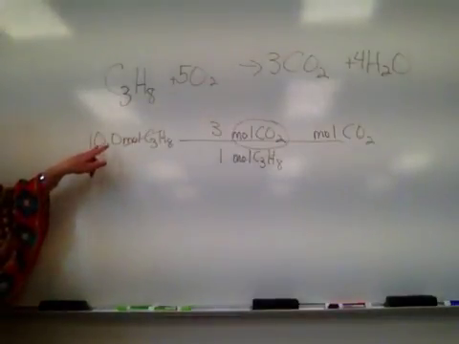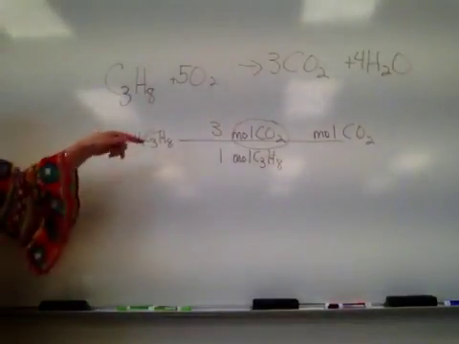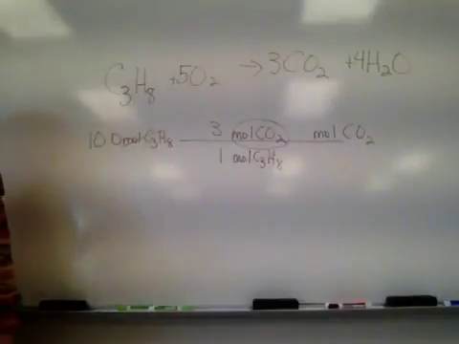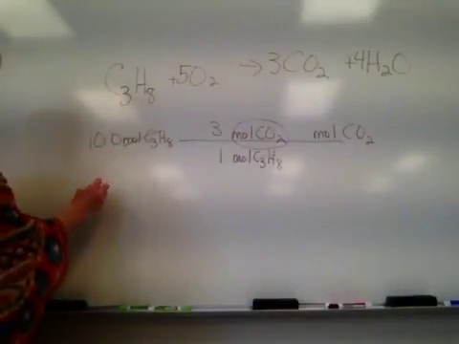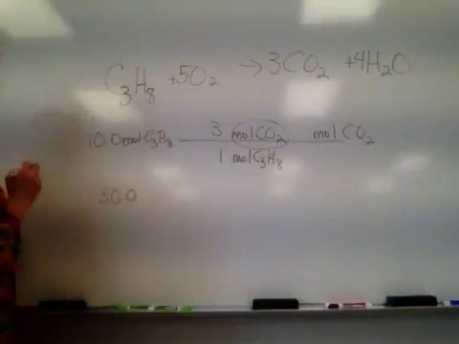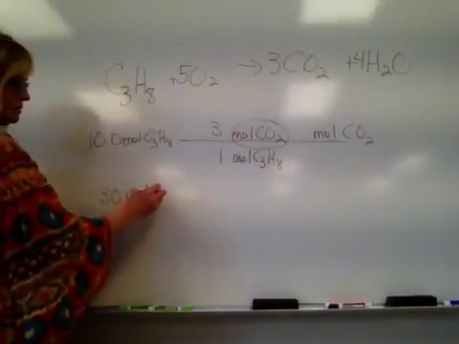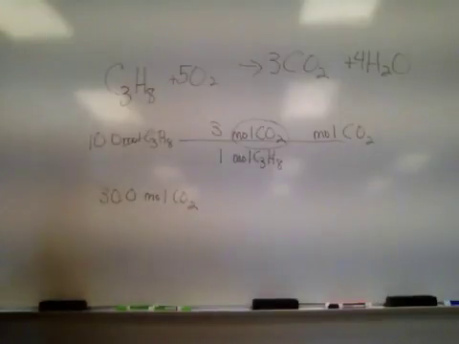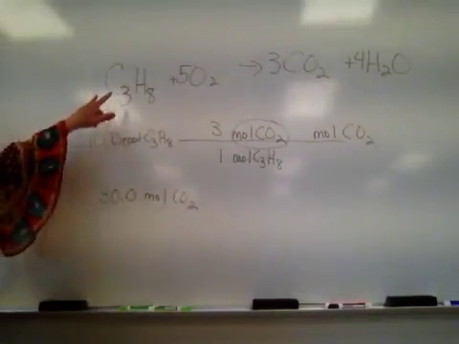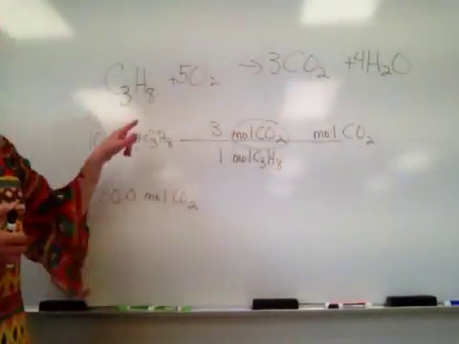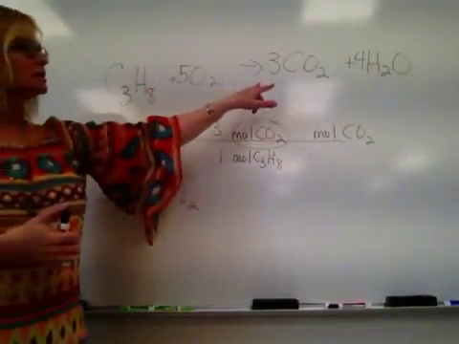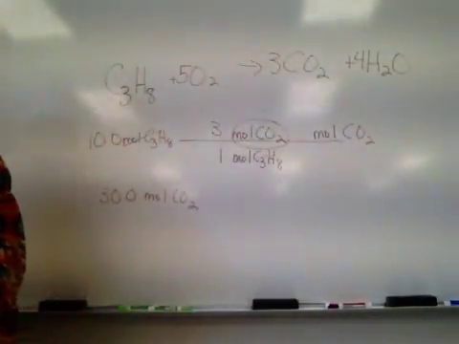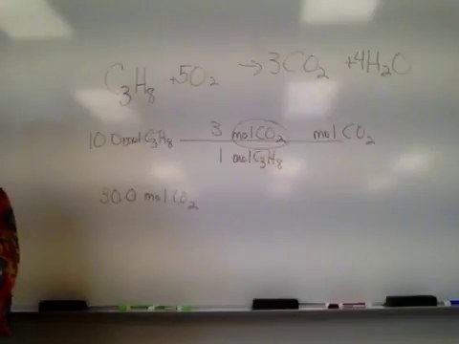All I am going to do is what? Multiply. So 10 times 3, 30. I need 3 significant digits. So 30.0 moles of CO2. So if 1 mole makes 3, 10 makes 30, does that make sense? Yeah. So that would be my final answer.